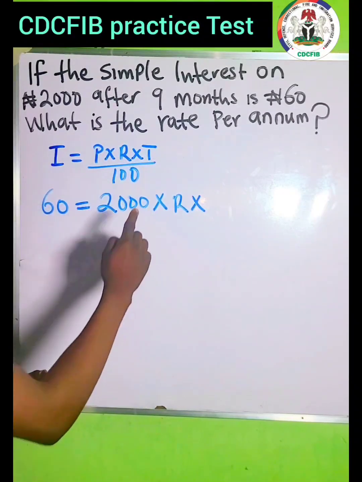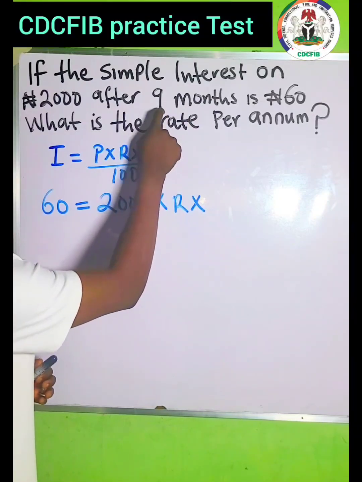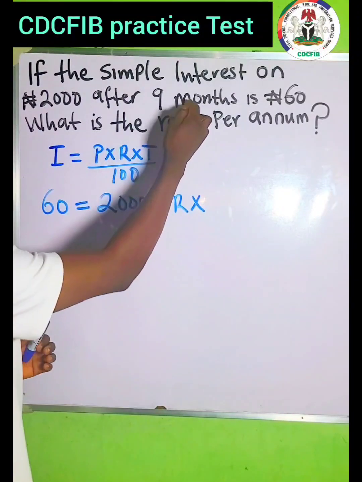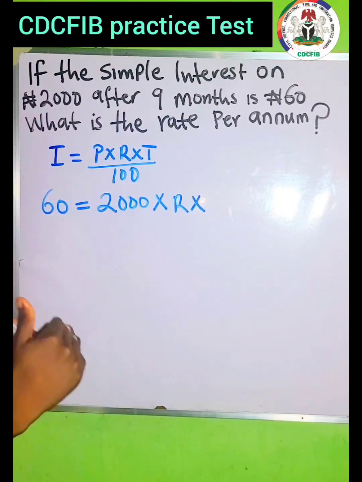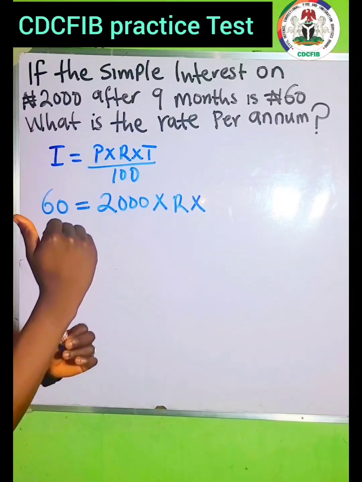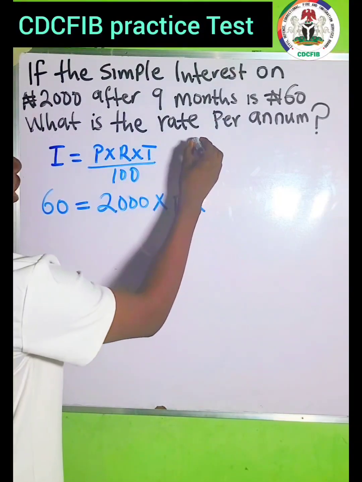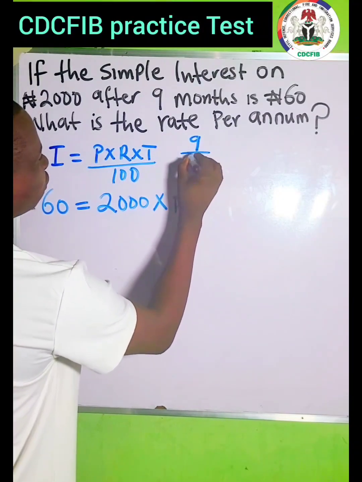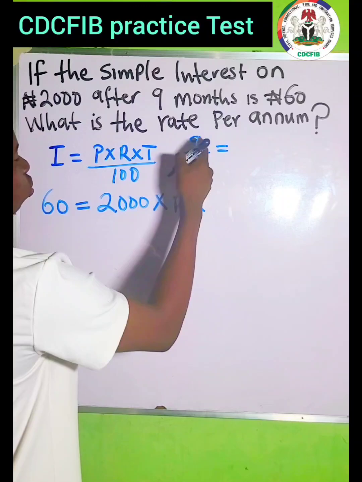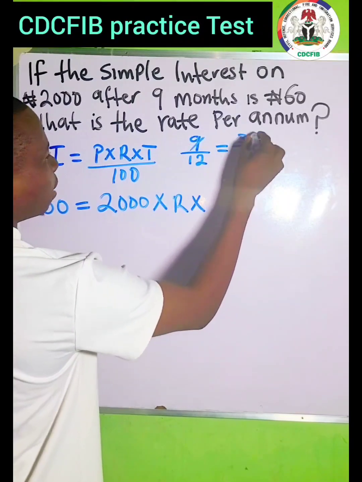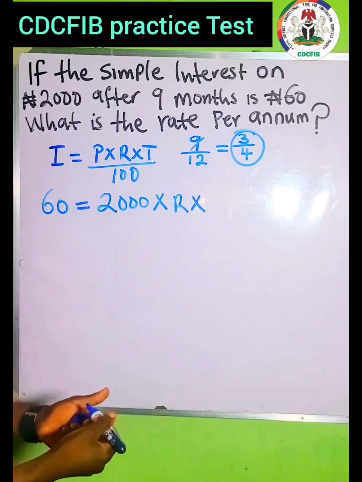But if you look at the equation, the time given is in a month, which is 9 months. Now, before we can substitute in place of this time, we need to convert this month to a year. To convert any month to a year, we divide that particular month by 12, because 12 months make a year. So 9 months is 9 divided by 12. 3 can go into 9 3 times, and 3 can go into 12 4 times. So in a year now, it's going to be 3/4 year.